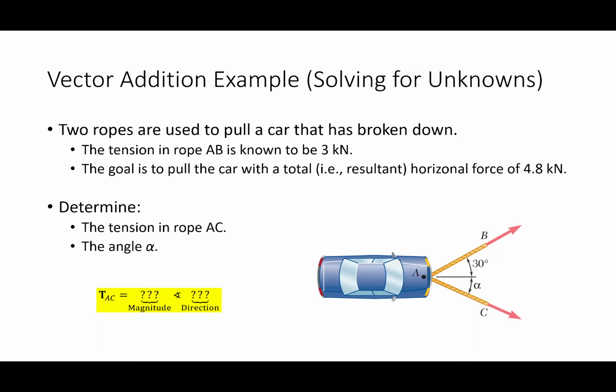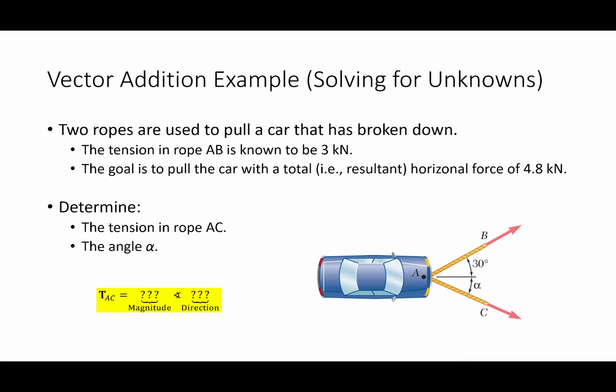Another person is pulling the vehicle with a rope. We'll call this person B. Person B is pulling the vehicle with a tensile force of 3 kilonewtons, yanking it at an angle of 30 degrees from the horizontal. Person B needs to supply some amount of force at some angle, but the question is, what is that force and what is that angle?